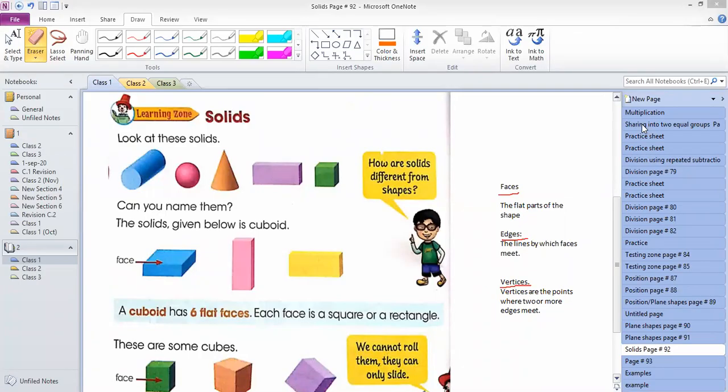I welcome all of you to lesson number 23 for grade 1 mathematics. What we are studying is about solids. You know about solids very well now. You can identify the solids. Four of the solids we have already studied.